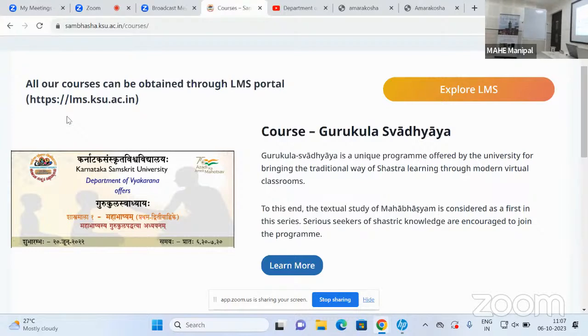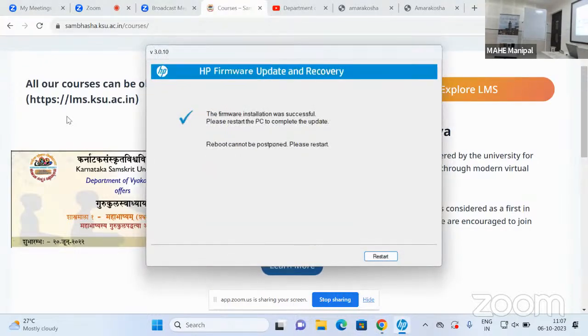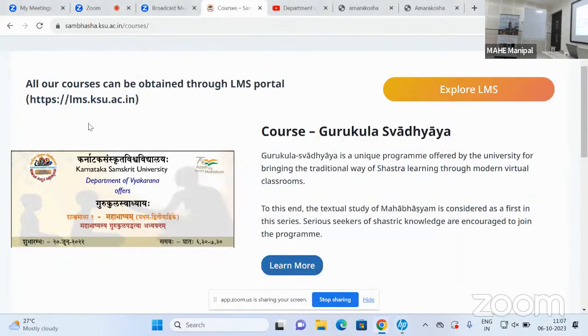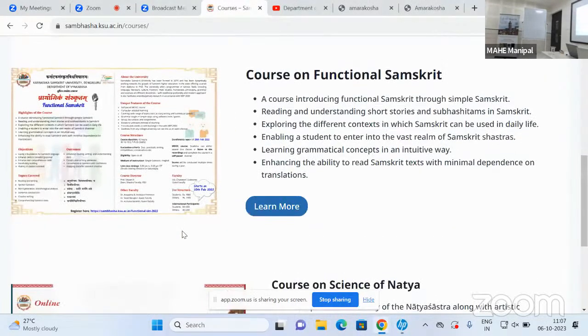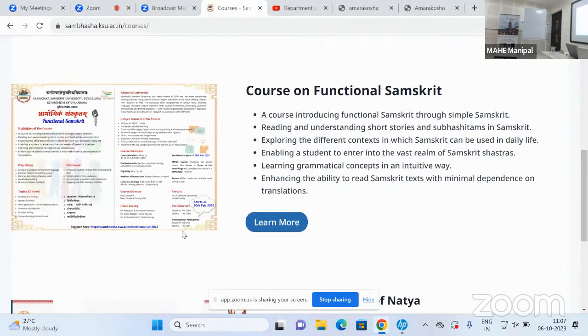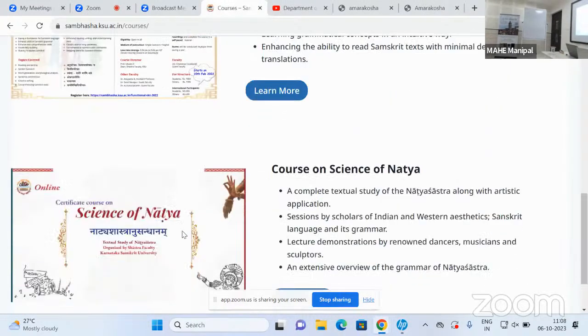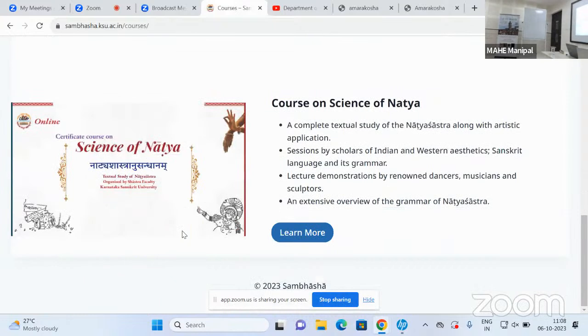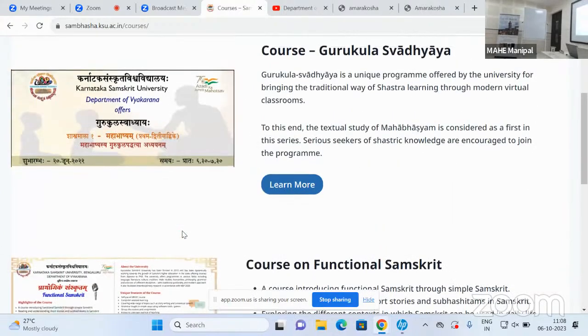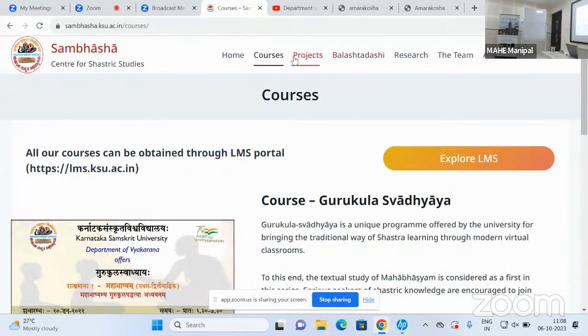Like that, we take Shastric texts. Shastric text means text based on a science. In Vyakarana, we started with the Mahabhashya, which is a commentary on Ashtadhyayi. Like that, we have so many courses. This is Prayogika Sanskritam, a functional Sanskrit course. Everything is online. And the science of Natya, dance. The science behind the Natya. Like that, we have many online courses, workshops and all. That is available here, and the research team and resources we have.